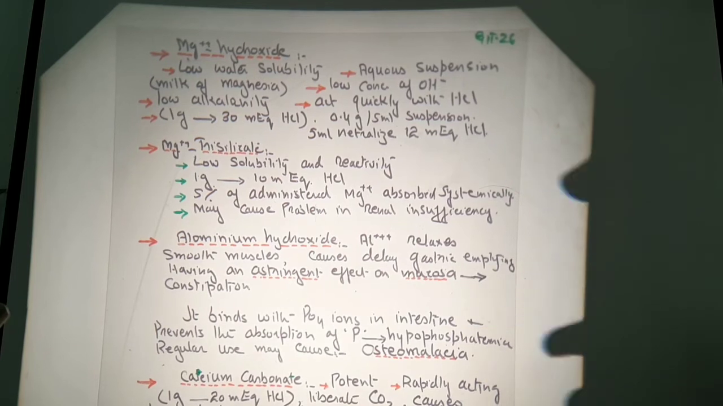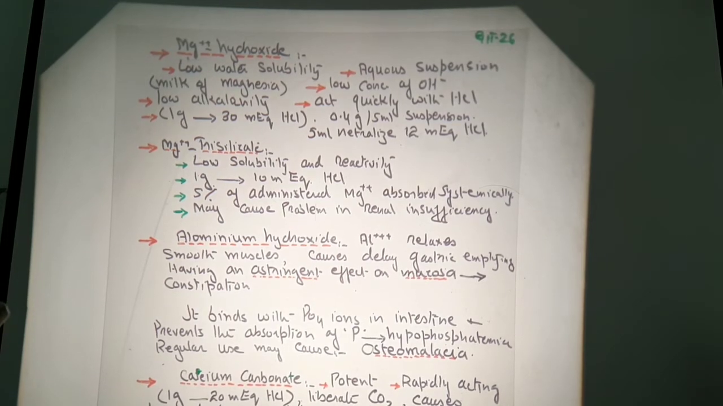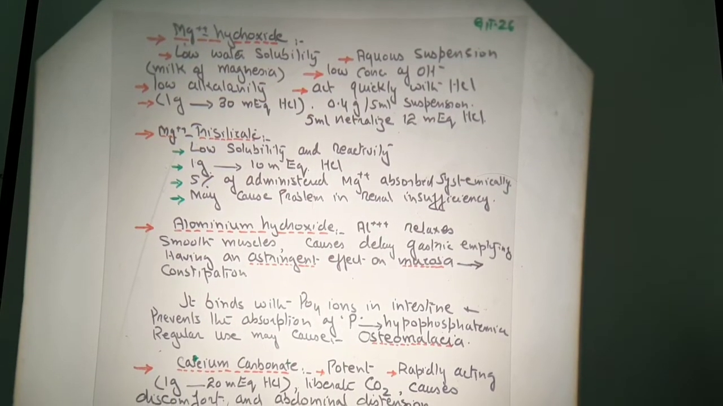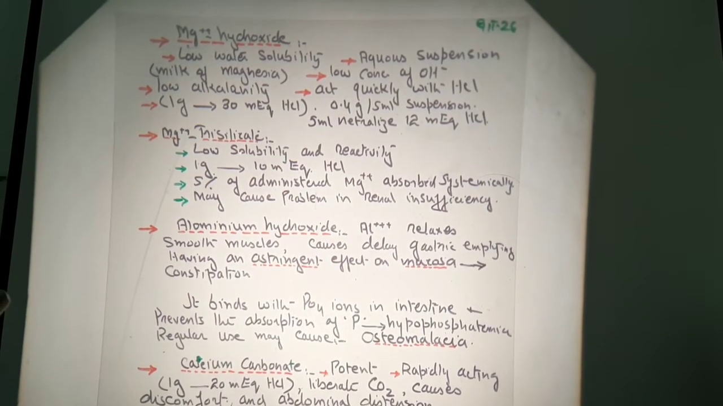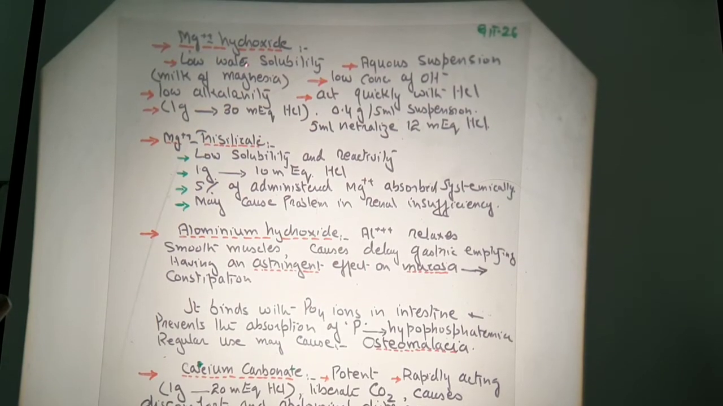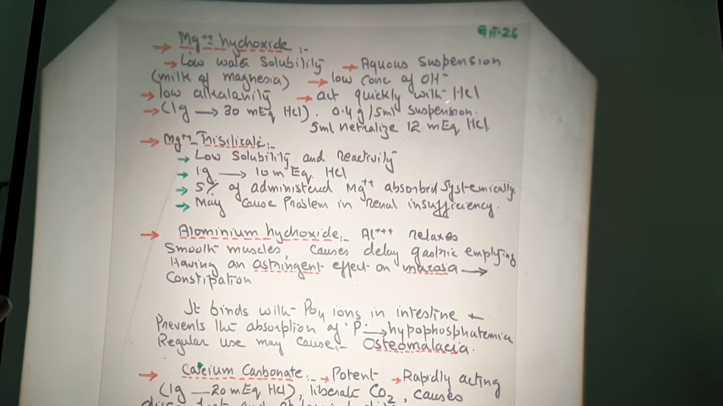The drugs which are used as non-systemic antacids include magnesium hydroxide. I told you that magnesium hydroxide is less soluble and therefore less absorbed. So because of its low water solubility, an aqueous suspension can be used, which is known as milk of magnesia. Low concentration of hydroxyl ions means low alkalinity.